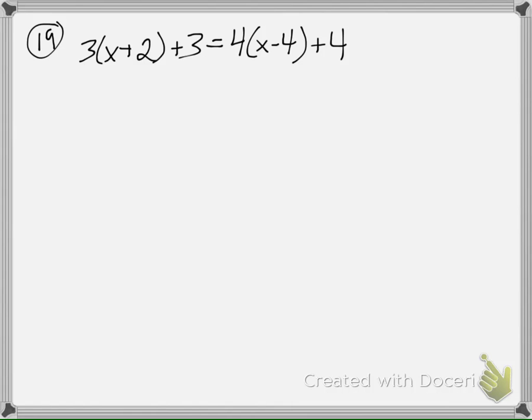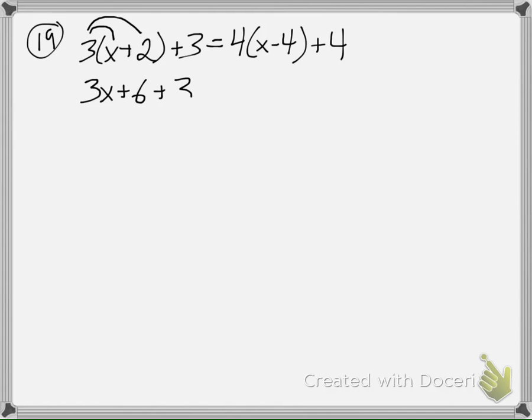Plus 4. Alright. What's our first step? Kaylee? Simplify all that we can simplify. Alright, simplify, which means our first thing that we're going to do to simplify. Stanton? Distributive property. And this time we actually have it on both sides of the equation. So I have to do 3 times x and 3 times 2, which gives me 3x plus 6 plus 3.